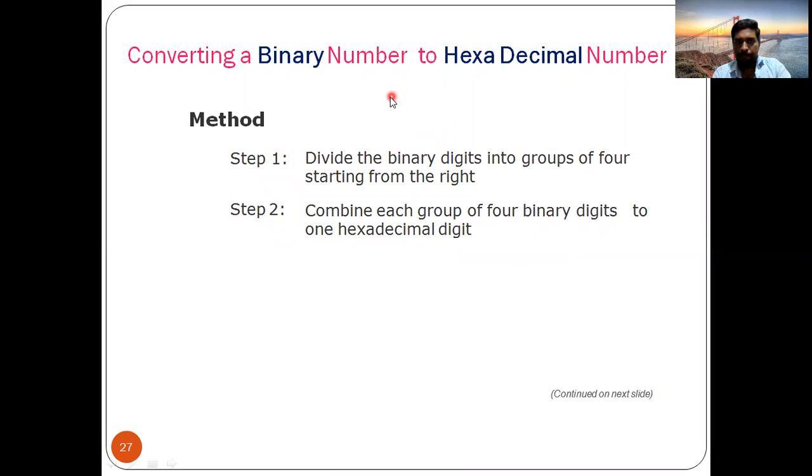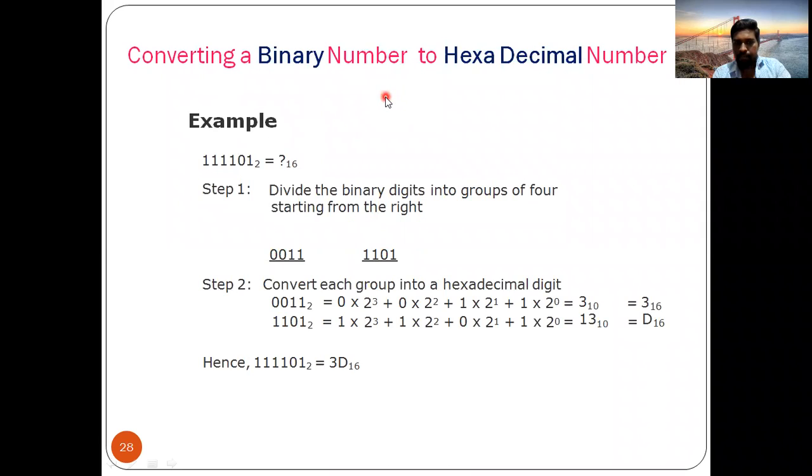See here, binary to hexadecimal, the same format. In the previous slide, we saw the concept of octal. As it is octal, it is 2 power 3. But now it is hexadecimal. Hexadecimal means 16, which can be written as 2 power 4. So 4 bits should be taken as a group. Okay, groups of 4 bits.